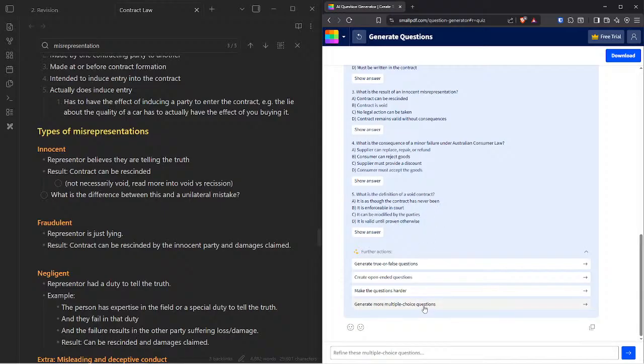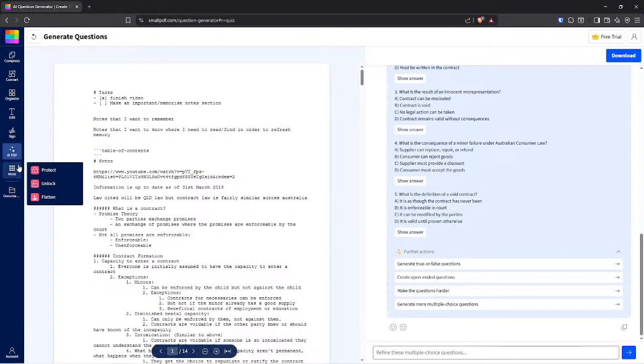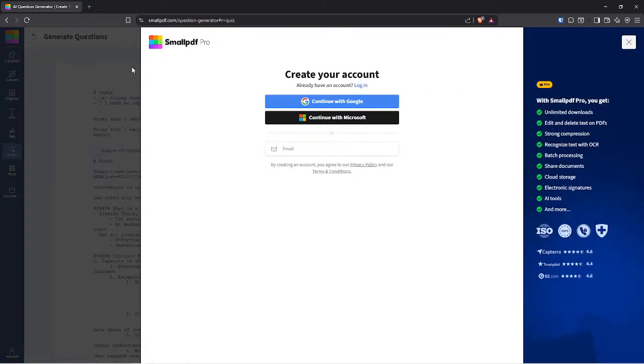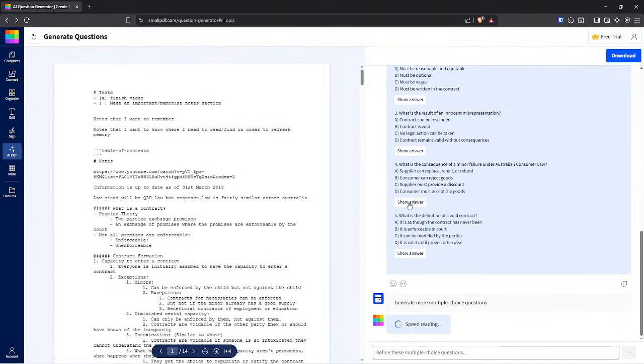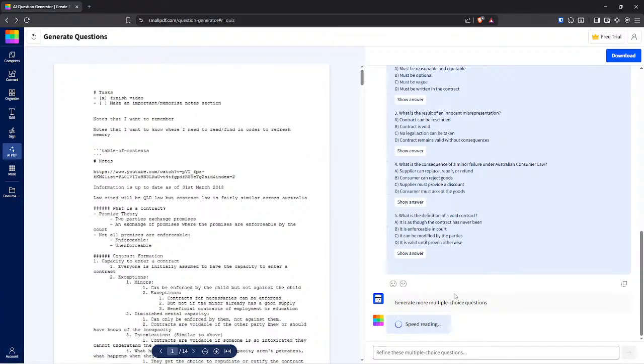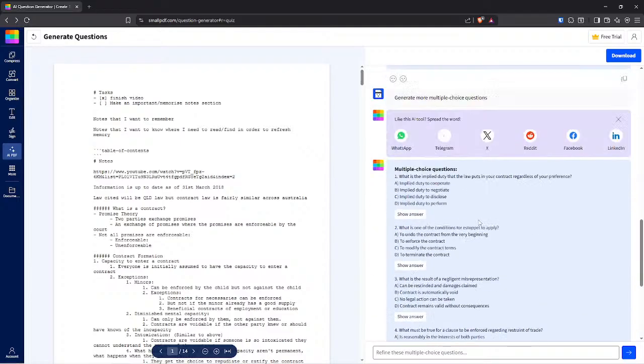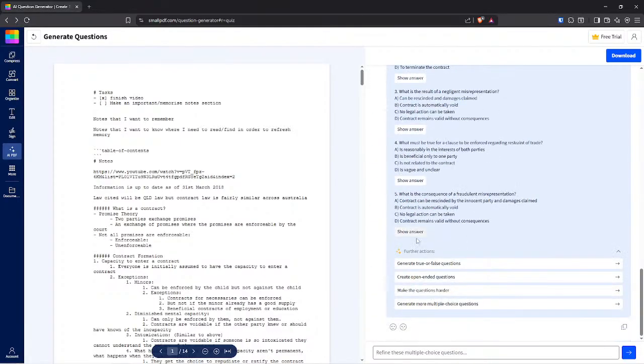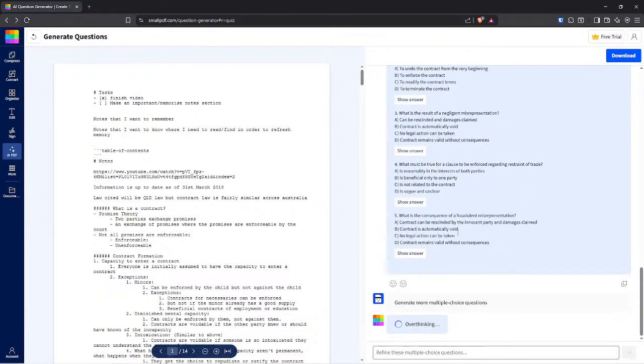Let's see if there's a limit. More. Small PDF. Let's just see how many it can create. Can I not? Okay, more.